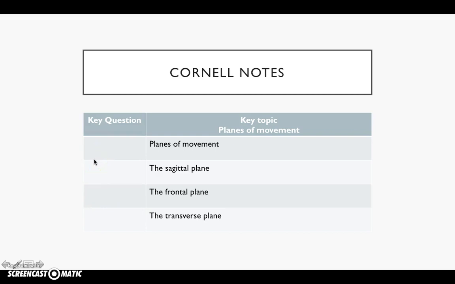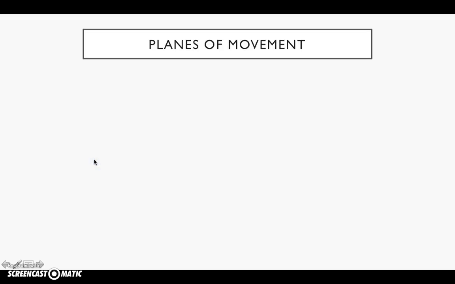So first of all, when we come to planes of movement, what I want you to write for planes of movement is the description of 3 dimensional movements at a joint. So that is what planes of movement mean. The description of 3 dimensional movements at a joint.